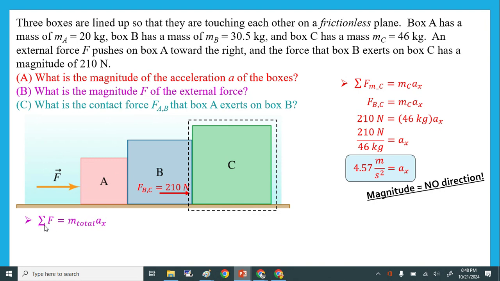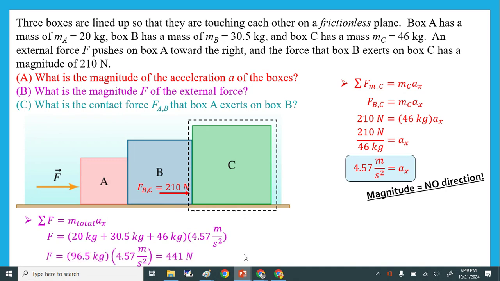So while it says net force here, I would encourage you to just replace it with what is applicable for each of the parts. So if I'm looking at this diagram, the only force acting on the system is this force F. So net force would simply be replaced with F. M total here is just the mass of the system, which is 20 kilogram, 30.5, and 46, which is given in the statement. And we already found acceleration from part A, which is 4.57 meters per second squared, and if you punch all this in your calculator correctly, you should get an applied force or an external force of about 441 newtons. And that is my answer.